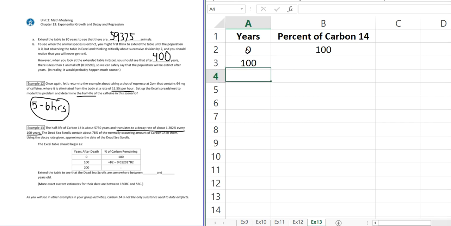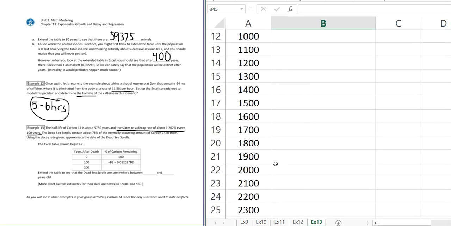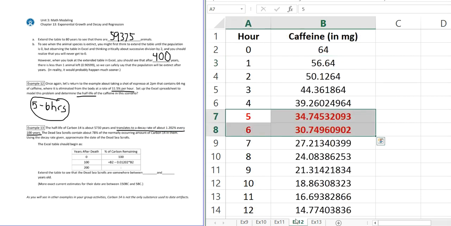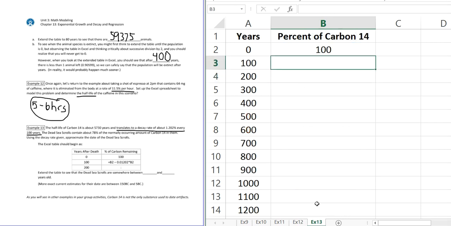Then we're told what is happening every 100 years, so we're going to count up by hundreds. We'll double highlight and pull down, getting into some of the thousands here, and see if that does enough. And then we're told they are decaying 1.202%. A lot like the decay situation in the last example, it's just the initial value minus the percent decrease times the initial value. That's essentially what we're going to do with these carbon-14 problems.